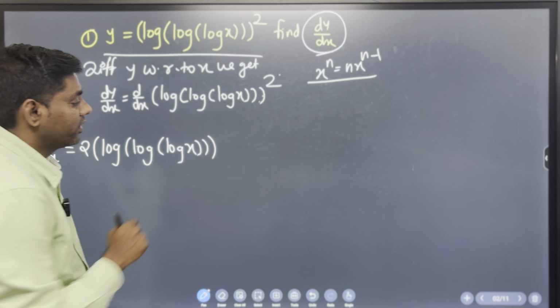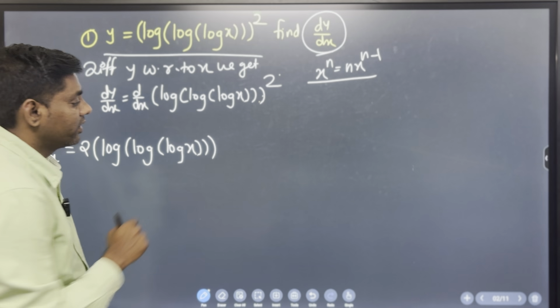So remember that the derivative of sin is cos, and of cos is minus sin. After that the derivative of tan is sec square x, and the derivative of sec x is sec x into tan x. After that the derivative of cot is minus cosec square x, and the derivative of cosec is minus cosec x into cot x.